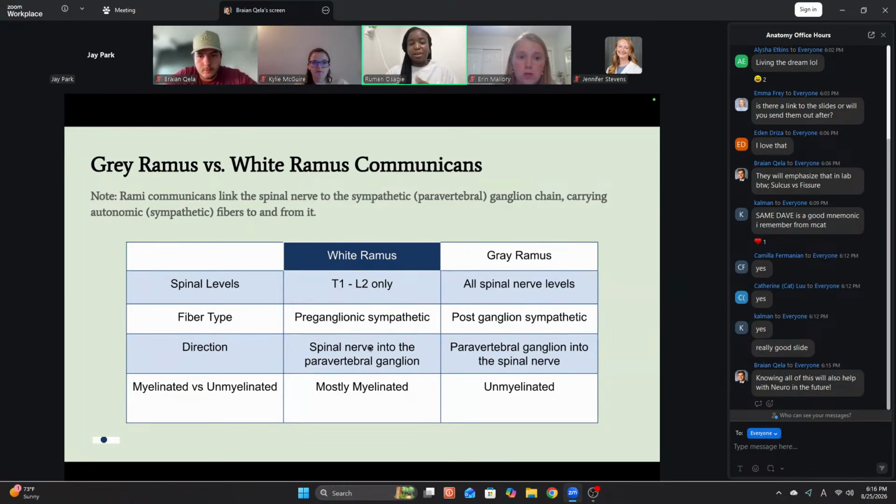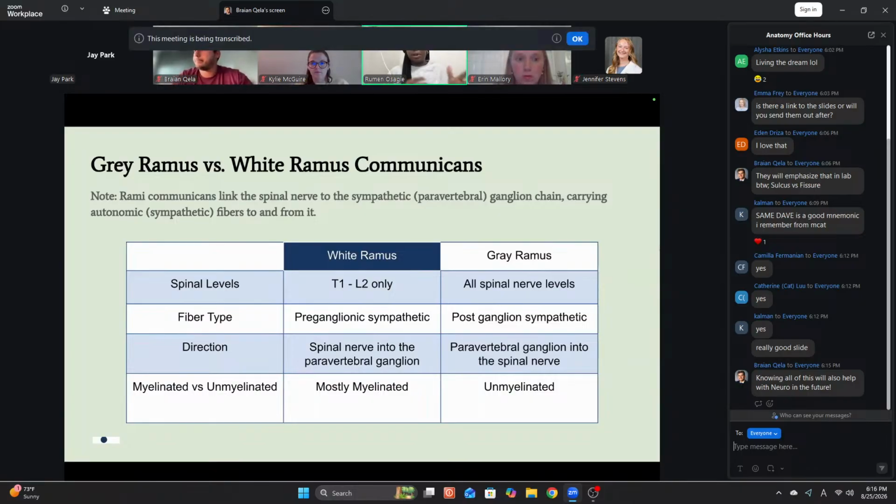Moving on to the gray ramus communicans, know that it's throughout all the spinal nerve levels. So how the white ramus is just from T1 to L2, the gray ramus is all throughout, and it is carrying postganglionic sympathetic fibers, and it's going from the paravertebral ganglion, the sympathetic ganglion, into the spinal nerve. And this is carrying unmyelinated fibers. Are you guys with me? Does that make sense? I know that's a lot, but you just kind of have to take it bit by bit.